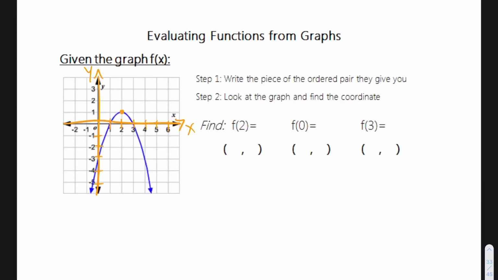The important points of this graph are going to be (2, 1). That's the maximum. (3, 0) is one place where it touches the x-axis, so that's an x-intercept, which we talked about last class. (1, 0) is also an x-intercept. And then (0, -3) is a y-intercept.